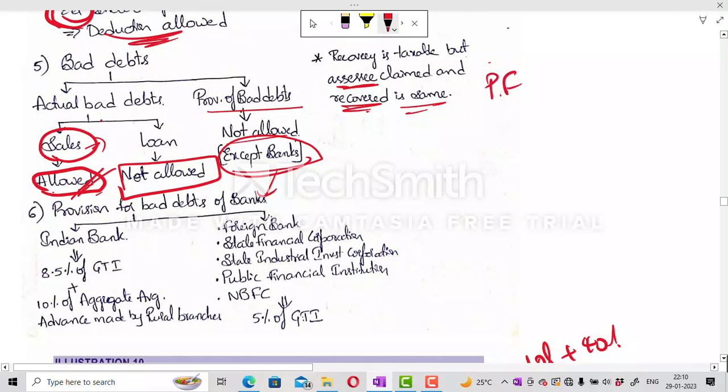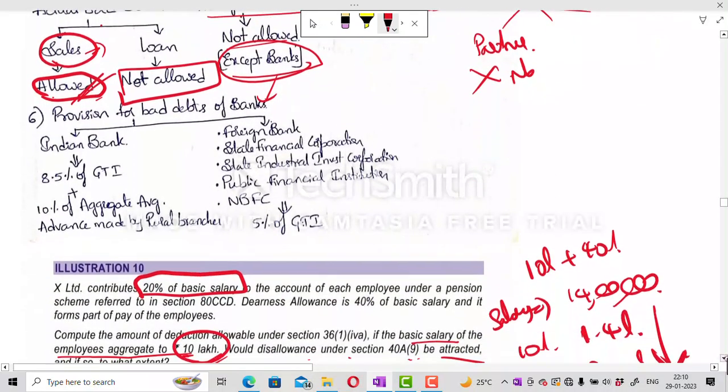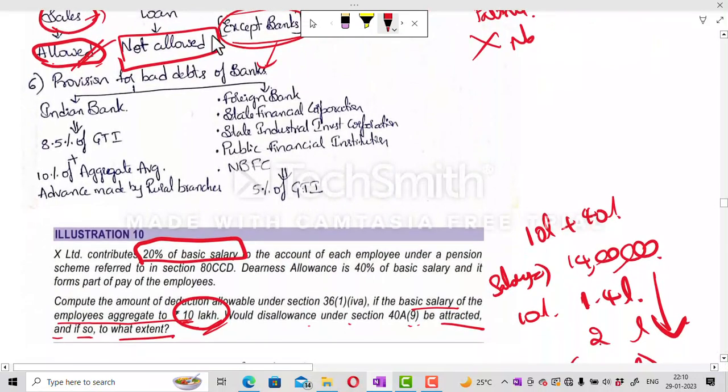For example, if a partnership firm has incurred some bad debts and they have taken that deduction, later on the partnership is dissolved and one partner realized that amount, should he be taxed on that amount? No, not necessary. And next, provision for bad debts of banks.